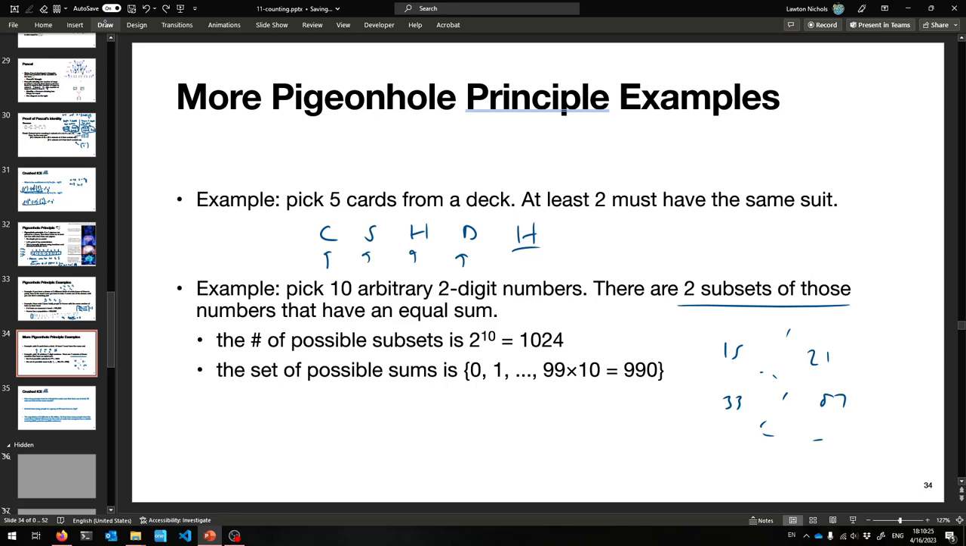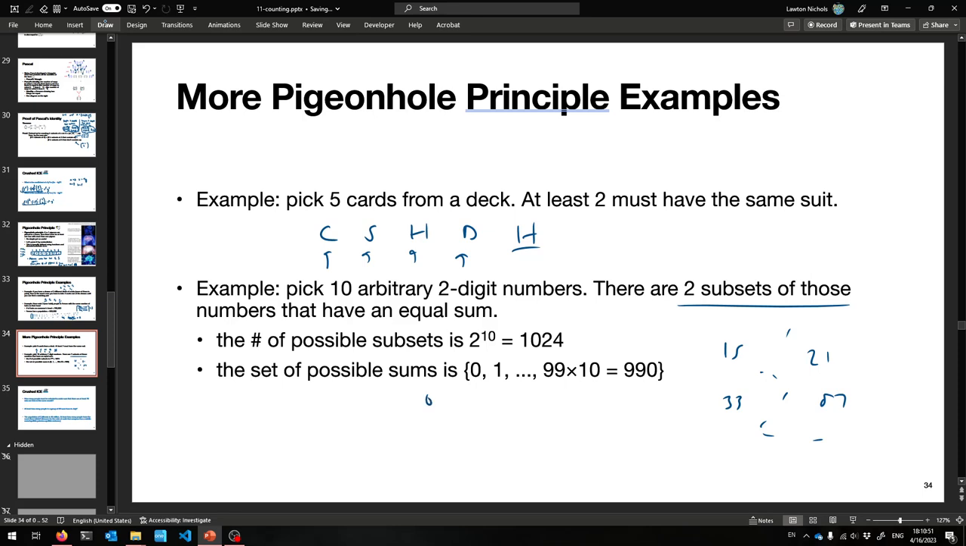And the reason for this comes from the pigeonhole principle. How many different subsets of these 10 numbers are there? It's 2 to the 10th power. There's 1,024 different subsets of all of these two-digit numbers that you picked, these 10 of them. Like take maybe this one or this one. There's a bunch of different subsets. There's 1,024 of them.